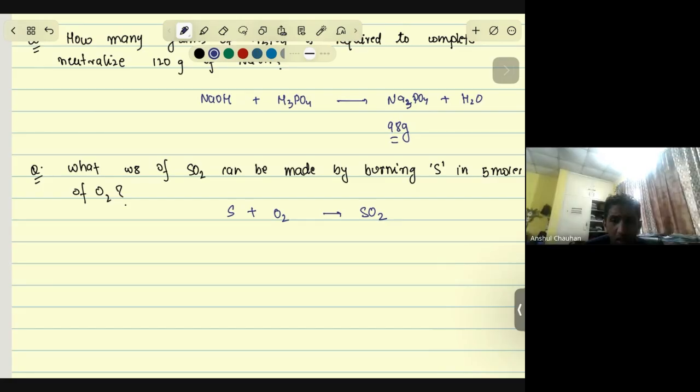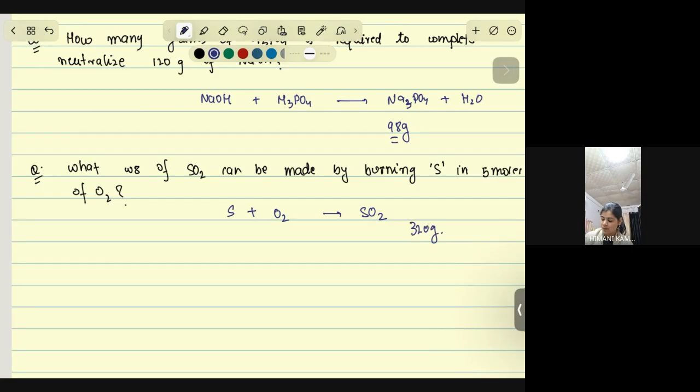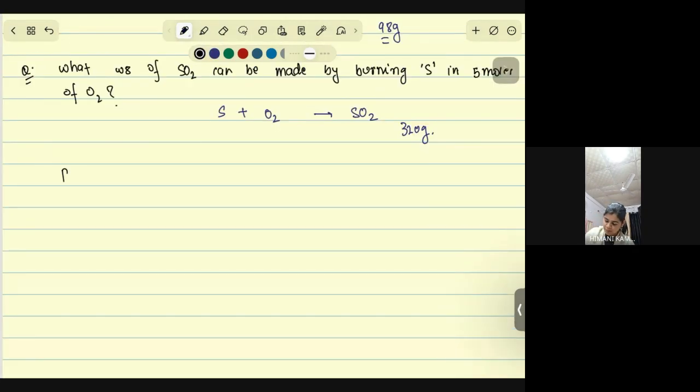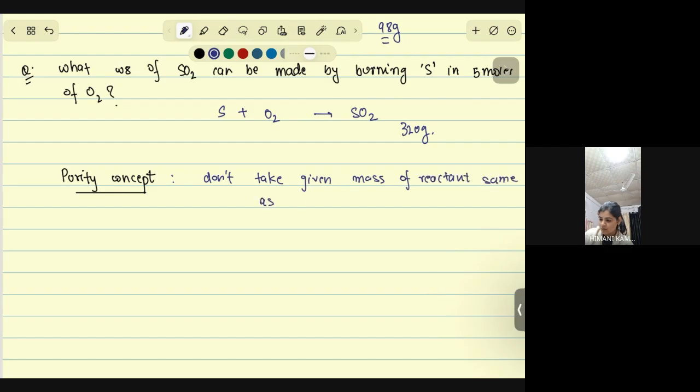With 320 grams. Yes, it is 320 grams. Very good. So now we will start with the purity concept. In this, we do not have to take the given mass of reactant same as in the question. It will be more clear with the help of a question.